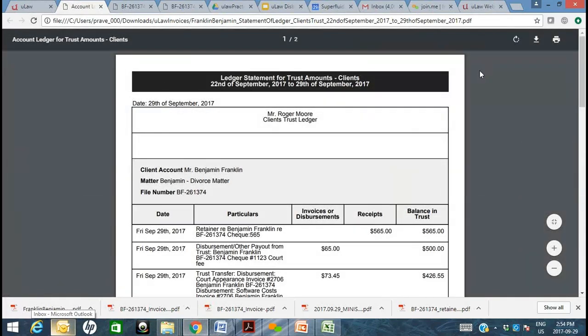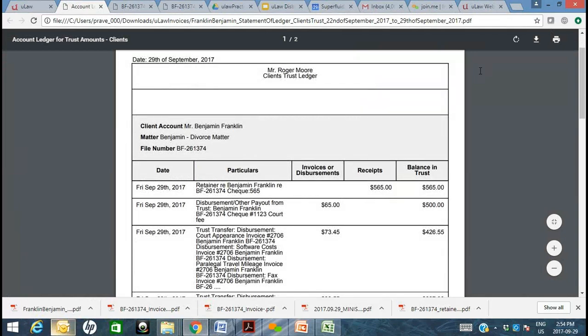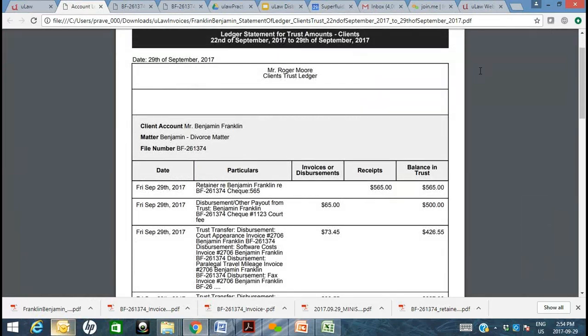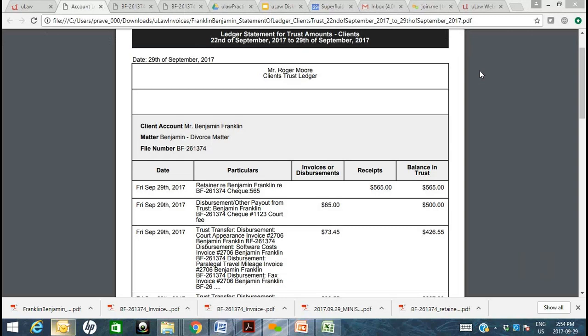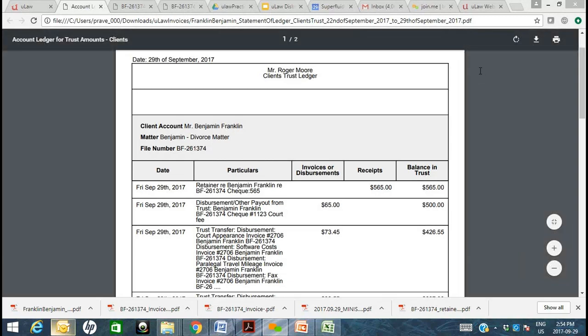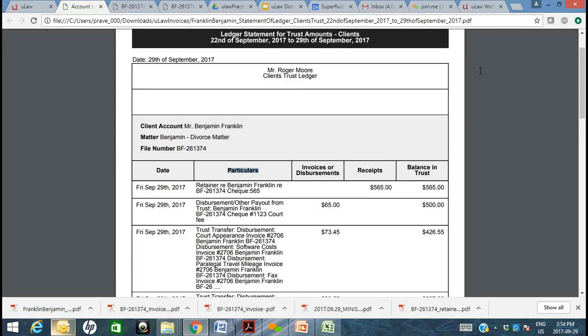Okay, so here's your trust ledger for Benjamin Franklin. Obviously, this captures everything that's happened in and out of trust. Okay, an important document to keep in mind. It highlights the client, the matter, and the particulars that we looked at. The components of the ledger included the date when that transaction happened, the particulars, the invoice or disbursement if there were any, the receipt, which is the money that you received, and a running balance. So this was exactly the bookkeeping guideline document for managing ledgers.